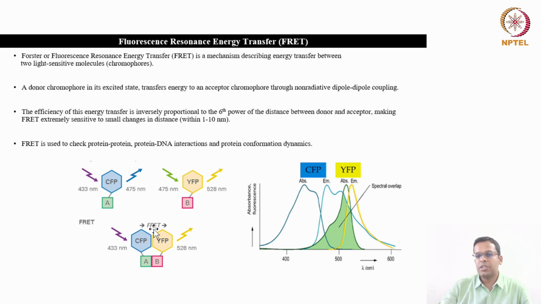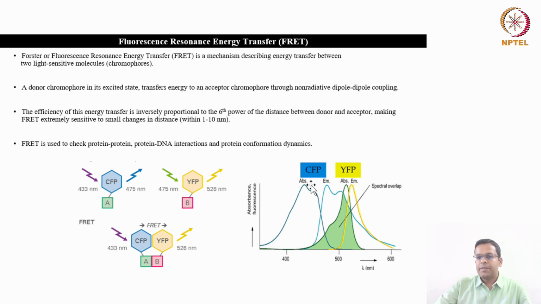CFP emission is blocked because that energy is getting transferred to YFP, and you will see the yellow color fluorescence. So you are expecting a cyan fluorescence here, but you will not see cyan fluorescence, but you will see the yellow colored fluorescence. This phenomenon is known as FRET, fluorescence resonance energy transfer, because it is basically the energy transfer between these two fluorescent proteins. FRET is used to check protein-protein interactions, protein-DNA interactions, and protein conformational dynamics.